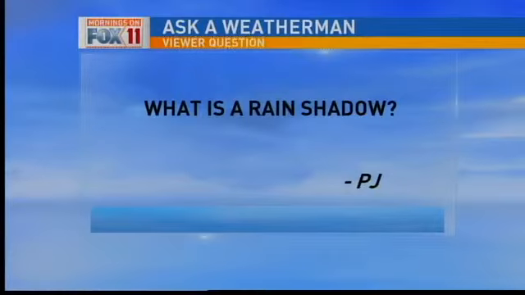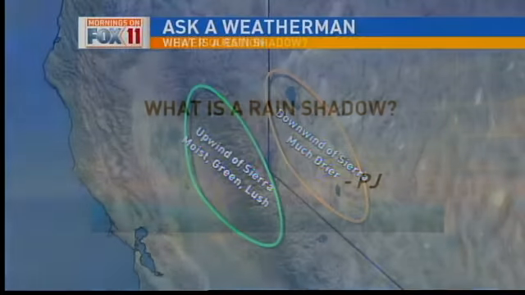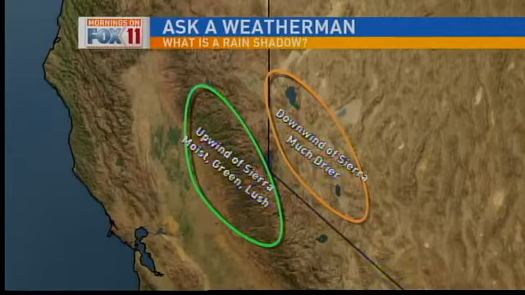On Ask a Weatherman today, PJ asks, what is a rain shadow? Well, good question there. A rain shadow occurs downwind of a mountain range, and it's often why the Truckee Meadows will stay dry during a big storm while snow or rain falls up in the Sierra.